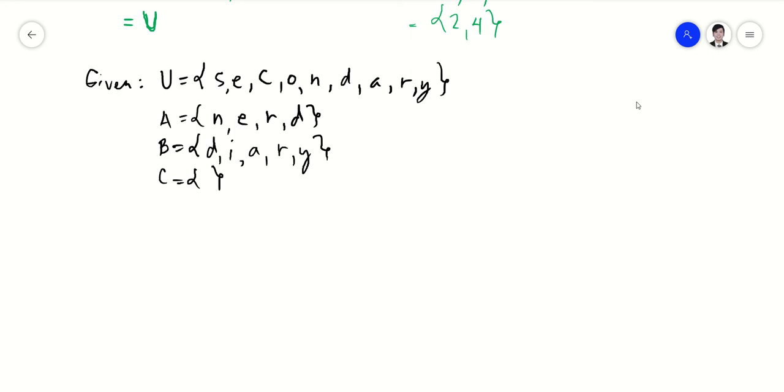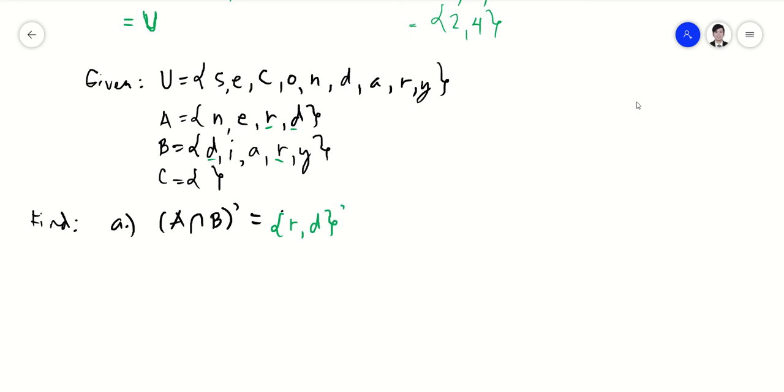So let's say we're asked to find the complement of the intersection of sets A and B. That means you begin by finding first the intersection between A and B. So the intersection or the commonality between the two, let's see, there's no N in B, there's no E in B. There is an R, but there is also a D in here. So that would be R and D.